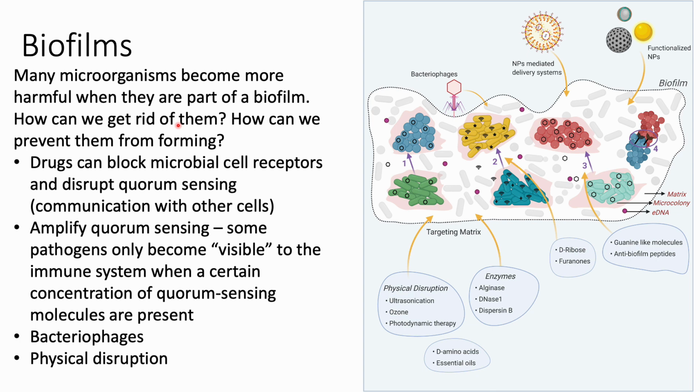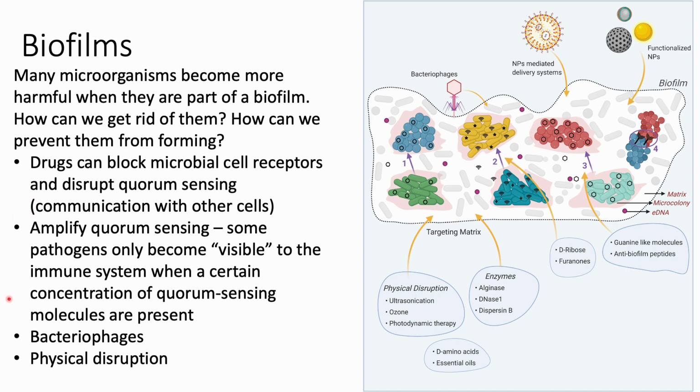in the first place? There are drugs available that can actually block the receptors on the surface of bacterial cells so they can't see other quorum-sensing molecules. So although bacteria are saying, hey, I'm ready to form a biofilm, they aren't picking up those molecules and sensing it, so they're never forming a biofilm in the first place.